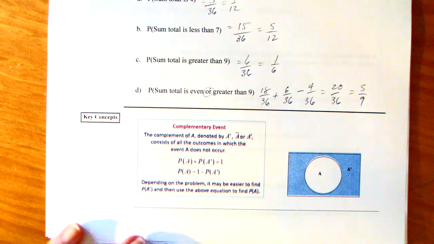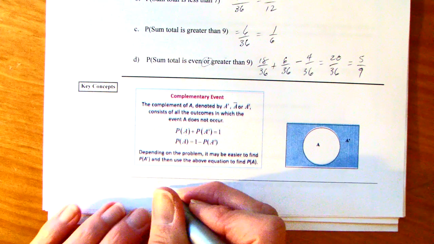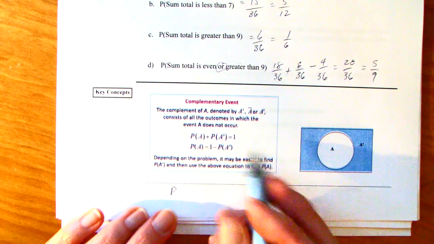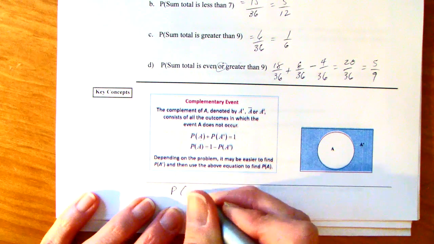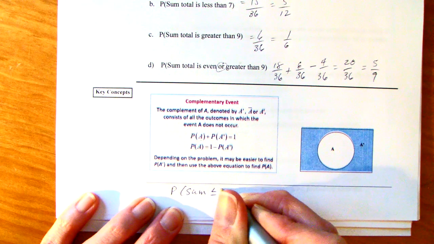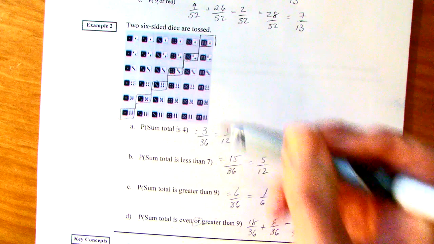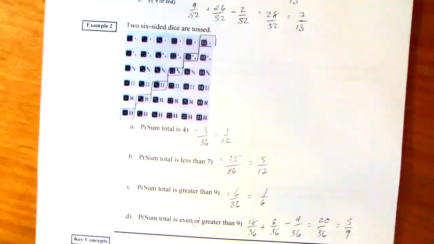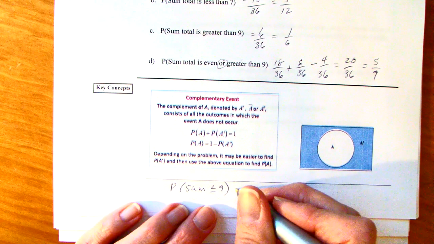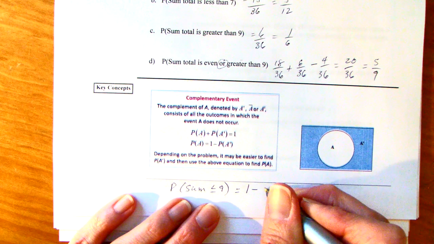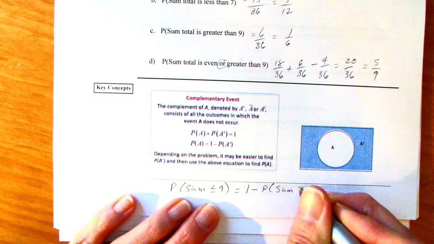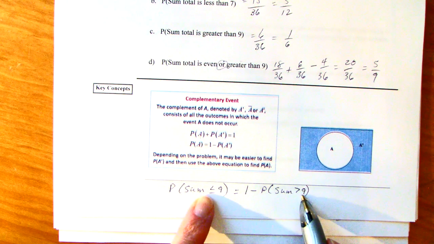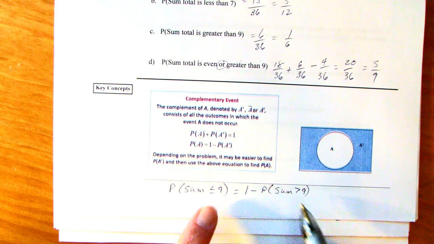For instance, what if I said, what's the probability of rolling a set of dice that the sum is less than or equal to 9? Well, my 9s are right here, so I have to add all those up and get your answer. But it might be easier to say this is the same as 1 minus the probability of the sum greater than 9, okay? Because if I take 9 and below and greater than 9, that would be all of them, right? So if I just find this one, I'll have this answer.